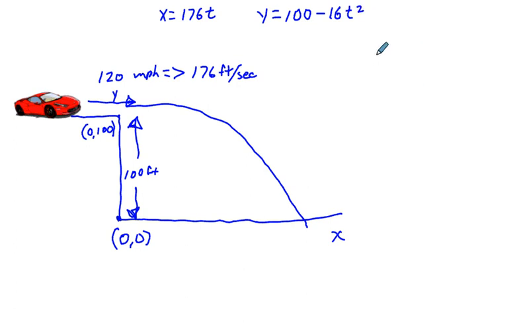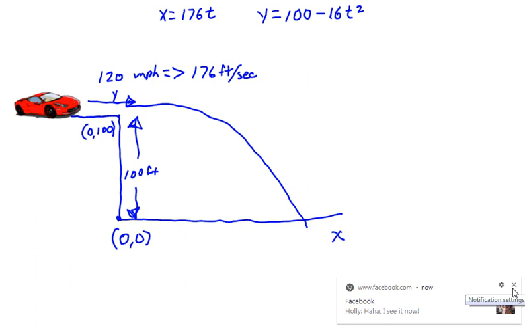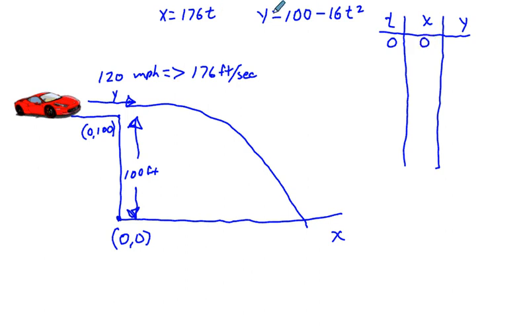And so what we can do is set up a table where we have time, and we have x and y. It's this kind of table here. And we're going to put in some numbers and just kind of see where we are. At time equals 0, we're going right off the edge of the cliff, so x is going to be 0, according to this formula here. And y is going to be 100, because if t is 0 here, y is 100.